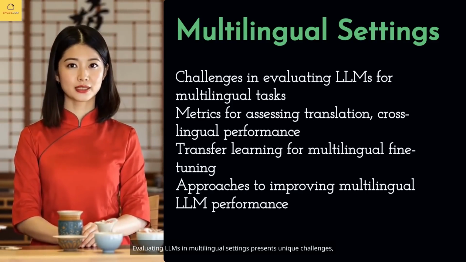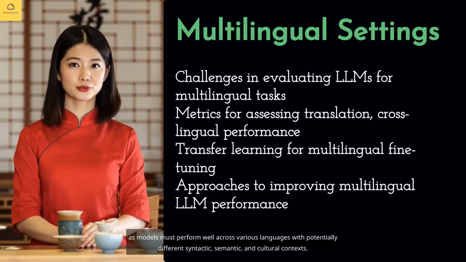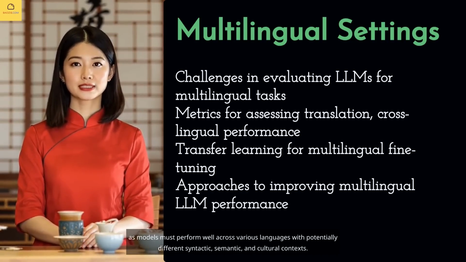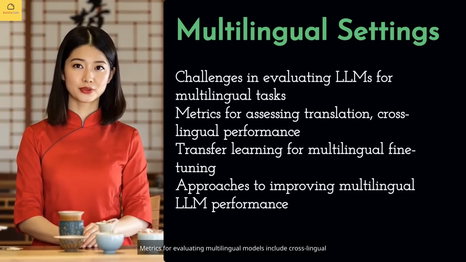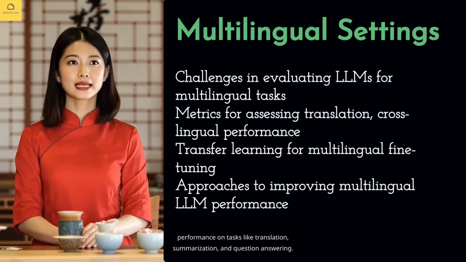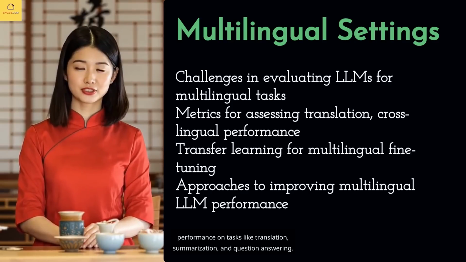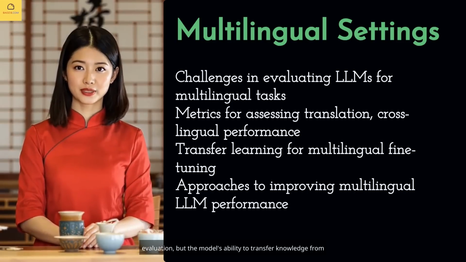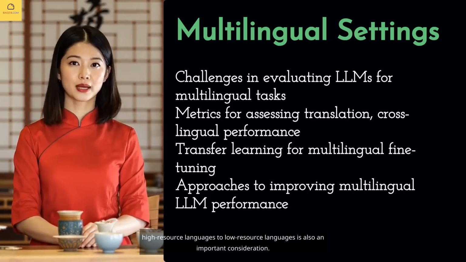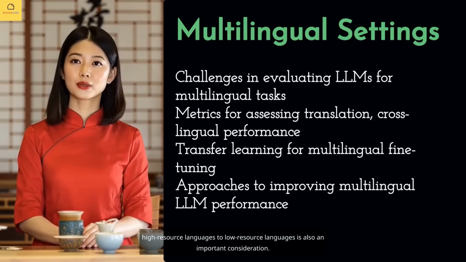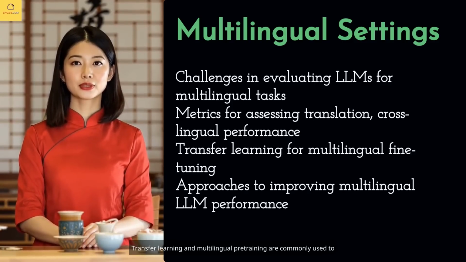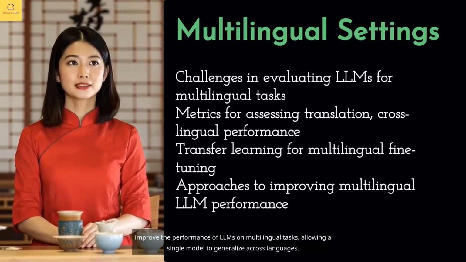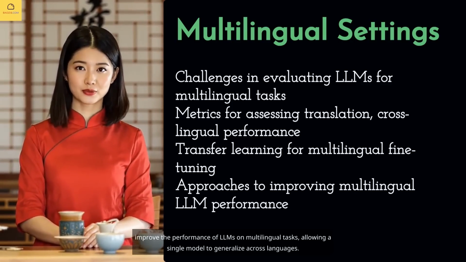Evaluating LLMs in multilingual settings presents unique challenges, as models must perform well across various languages with potentially different syntactic, semantic, and cultural contexts. Metrics for evaluating multilingual models include cross-lingual performance on tasks like translation, summarization, and question answering. Standard metrics like BLEU and Rouge can be adapted for multilingual evaluation, but the model's ability to transfer knowledge from high-resource languages to low-resource languages is also an important consideration.